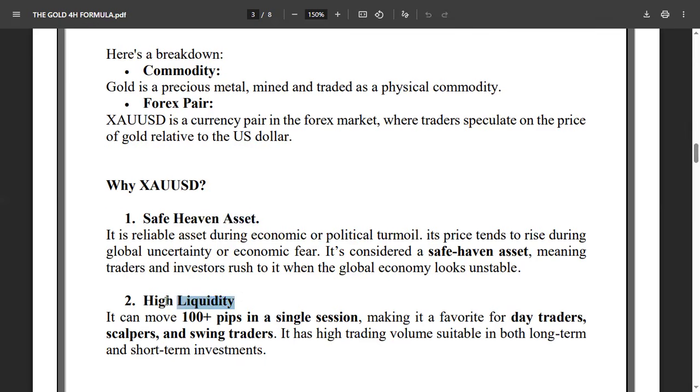And of course, gold is a very high liquidity pair.